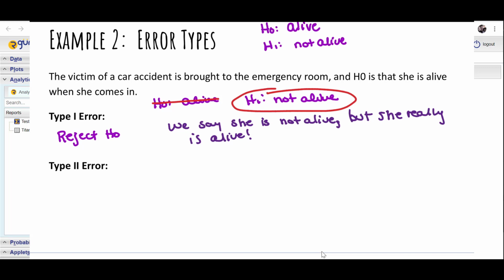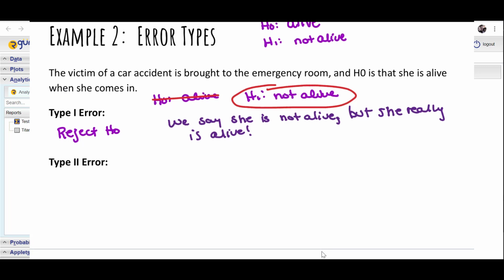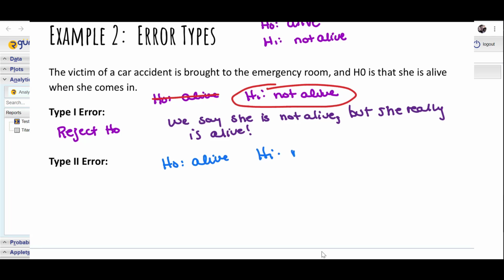That's what a type 1 error would be here. And then for type 2, I'm going to rewrite this part here, sorry, bear with me. H0: she is alive, H1: she is not alive. Okay, so a type 2 error happens when you fail to reject the null.